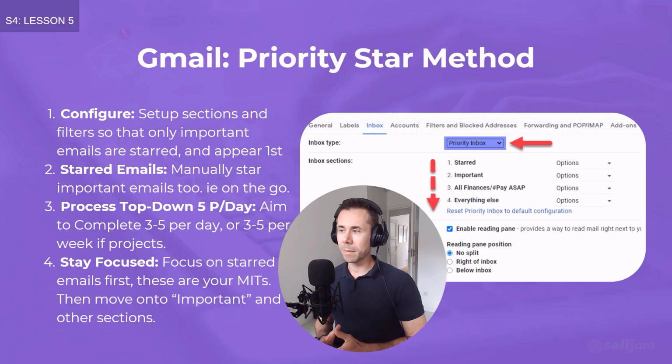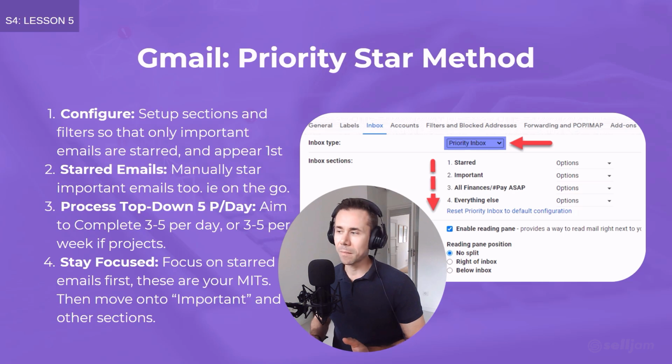Then processing the emails, it's as simple as taking a top-down approach. Because all of the most important emails are at the top, that is where you start, and you would aim to complete maybe 3 to 5 per day, or if it's more project based, then 3 to 5 emails per week might be more realistic.